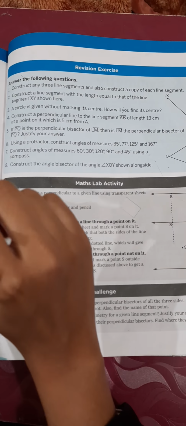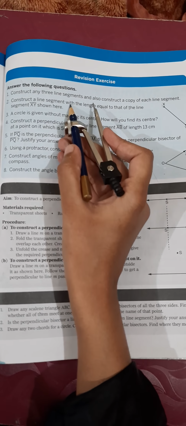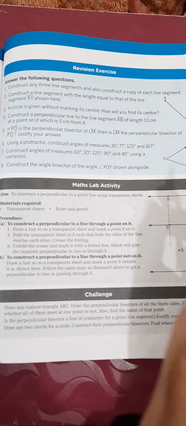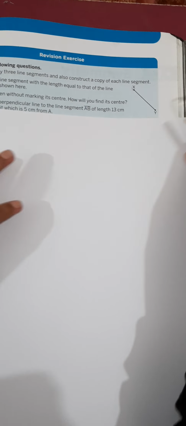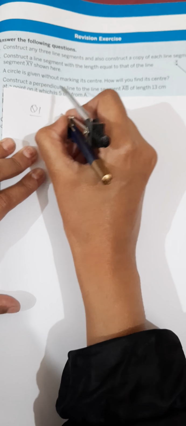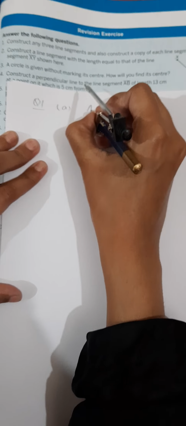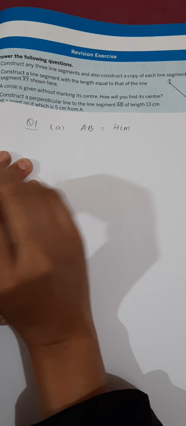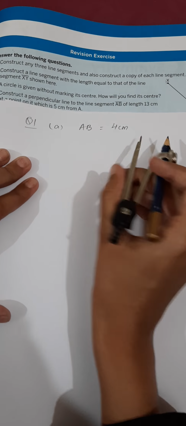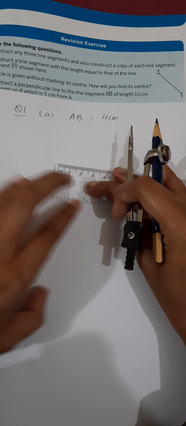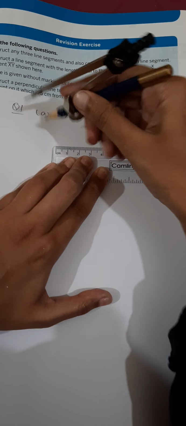The first question is, construct any three line segments and also construct the copy of that line segment. Now they have said that you have to draw any three line segments. You can take any three line segments by yourself. For example, I am taking one. In this I am taking first line segment AB. AB I am taking one line segment of 4 centimeters. This is my choice, because they have not given us which measurement we have to take. So first of all, I am going to draw this AB line segment of 4 centimeters.